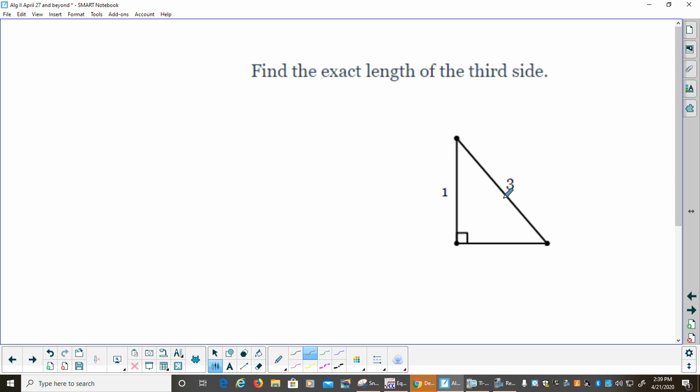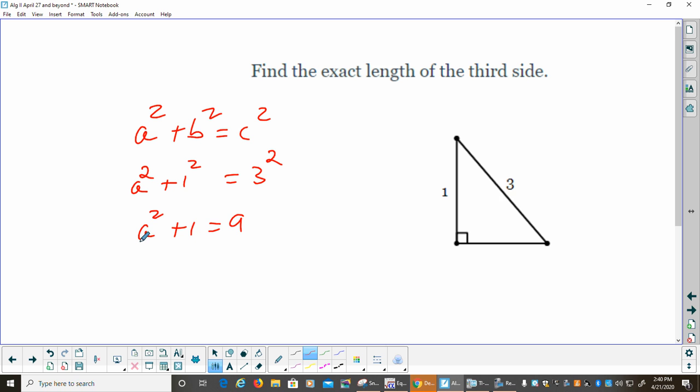Okay, so this one, you're given the hypotenuse, so you fill that in, 3 squared. It doesn't matter if you call this A or B. It will make no difference. It's one of the two legs. So how about we let it be B? So do some of the math. To solve for A, you need to subtract the 1 from both sides.